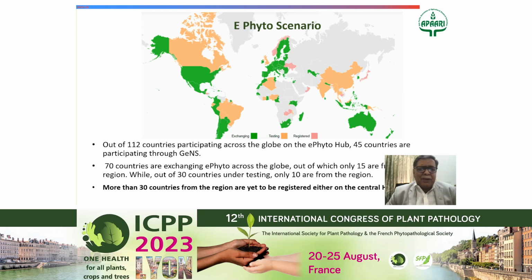When you look at the E-phyto scenario alone, we have seen that out of 112 countries participating across the globe on the E-phyto hub, 45 countries are participating through the generic system, whereas we have an ASEAN window here, and more than 30 countries from the region are yet to be registered either on this central hub or the ASEAN hub.